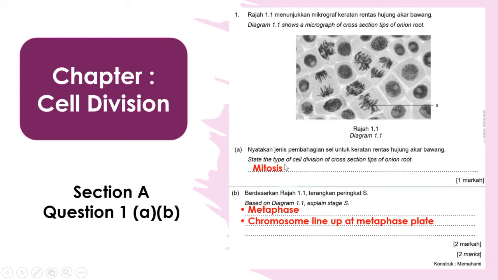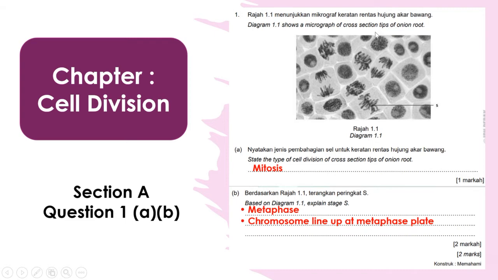So as we had learned in Form 4, cell division can be divided into two types. What are they? Mitosis and meiosis. So you have to identify, is it mitosis or meiosis that occurs here? The clue given here refers to the tips of the onion root. Tips of the onion root refer to the meristematic tissue, meristematic cells or tissue.